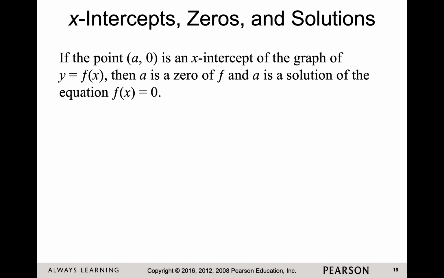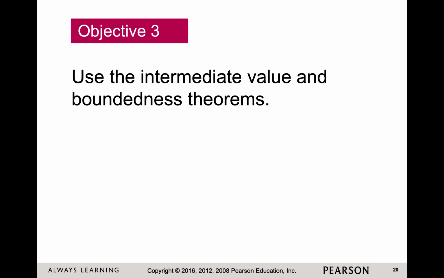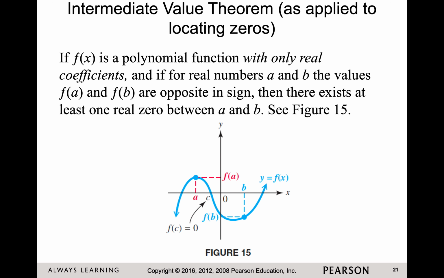So for x-intercepts, zeros, and solutions, if I plug a value in and I get 0 out, it is going to be a solution for it. Now, the intermediate value and boundedness theorems are going to be something that's related to that above and below behavior. What the intermediate value theorem says is if I have a positive y value and then a negative y value, somewhere on the x-axis between those y values, it had to cross. So there exists an x-intercept somewhere between that interval.